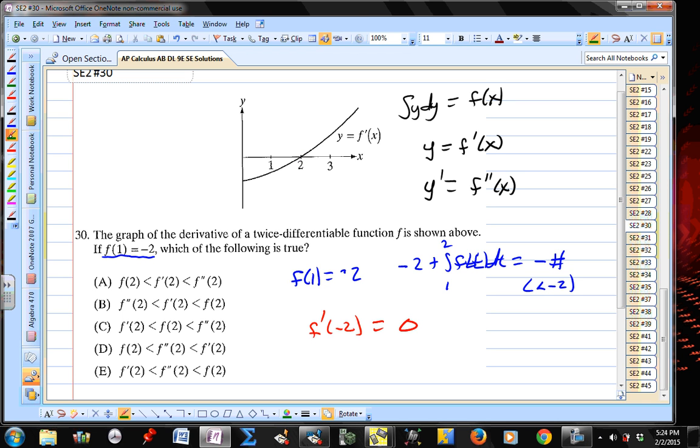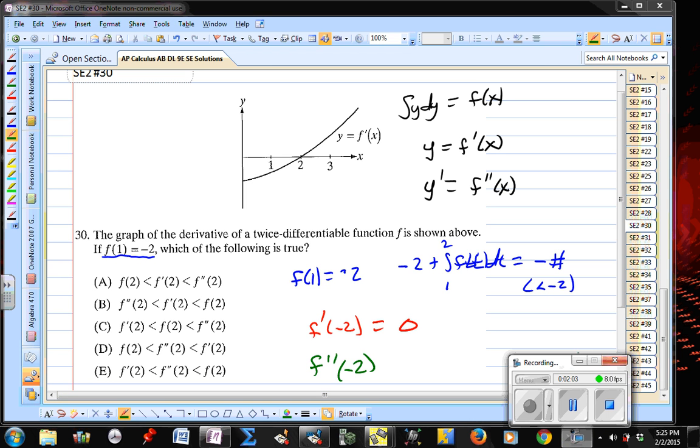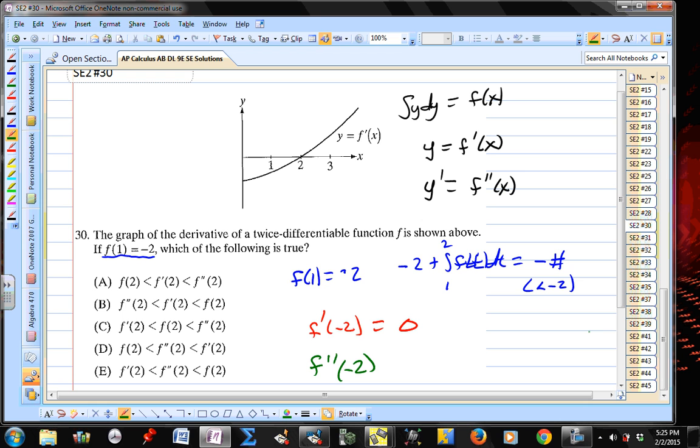Finally, let's find f prime prime of 2. Well, to find f prime prime of 2, we're going to have to look at what the value of y prime is. And even though we can't find an exact value, y prime is the slope of y at this point, where x equals 2. It's clearly a positive slope. So we have a negative number, a 0, and a positive number, and this will allow us to put these in order from least to greatest.